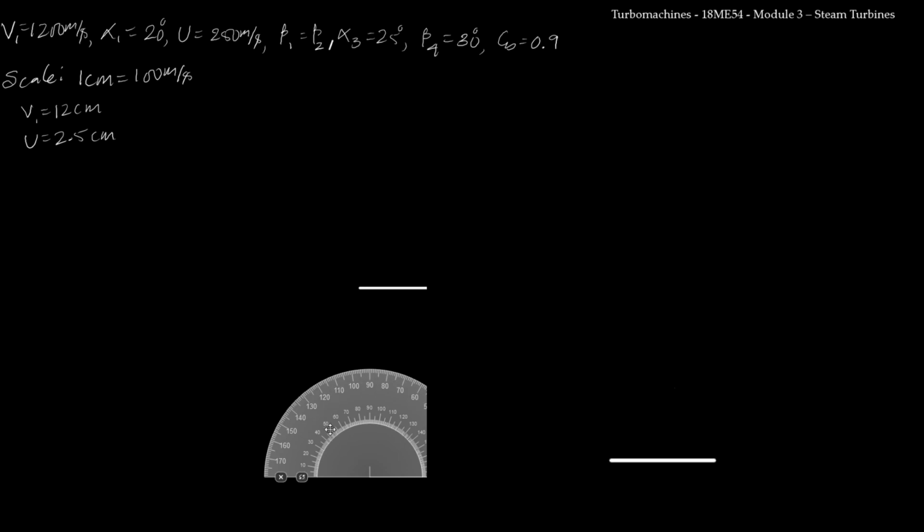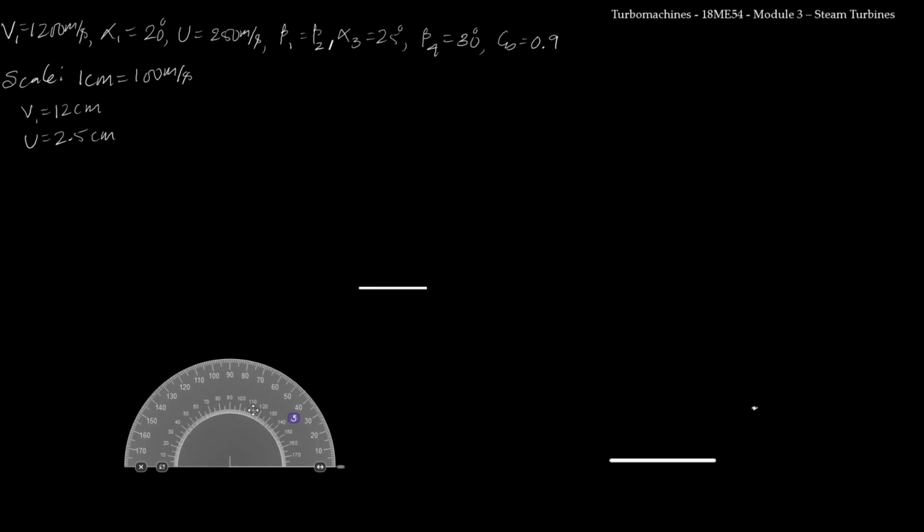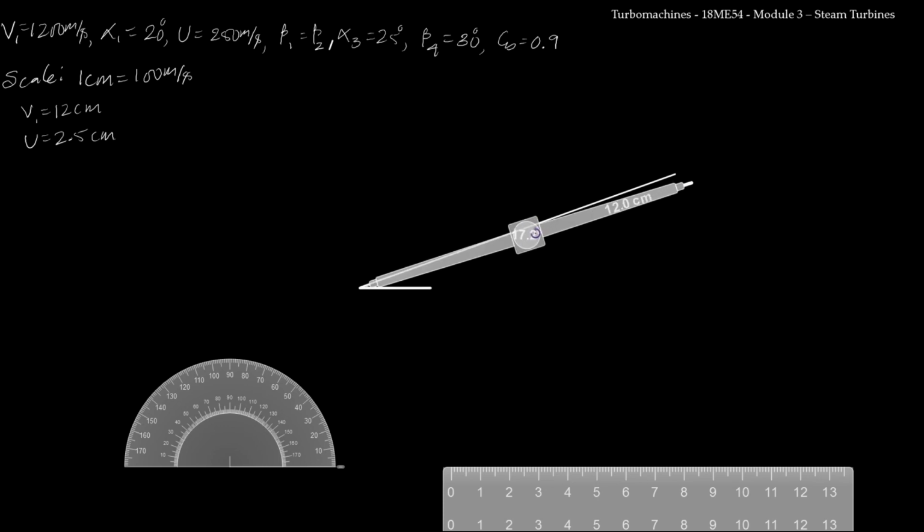Now I need to measure alpha 1. Alpha 1 is 20 degree, so I'll place the protractor here and approximately measure 20 degree, which is here. I'll mark a point here. Now with the help of a straight line, I'll draw a line from here which passes over the marking. Again, I'll not worry about the length of the line, and we have calculated the length of V1 as 12 centimeter. So I'll increase the length of the compass to 12 centimeter, then I'll cut an arc.